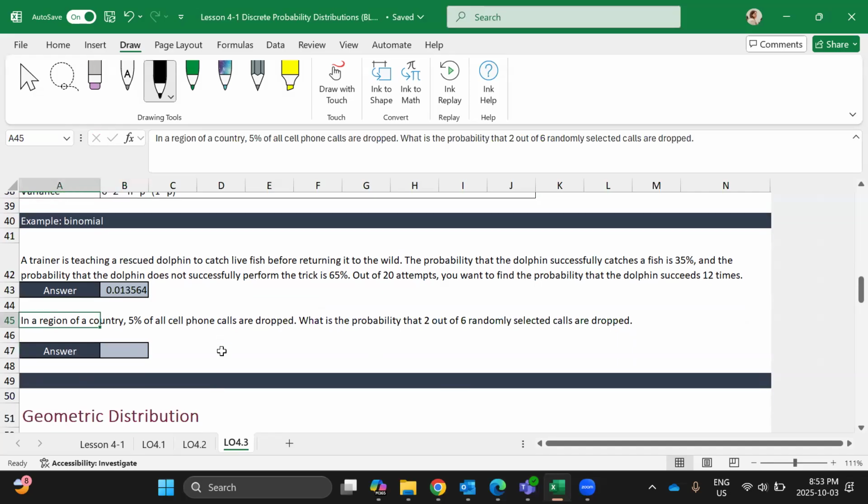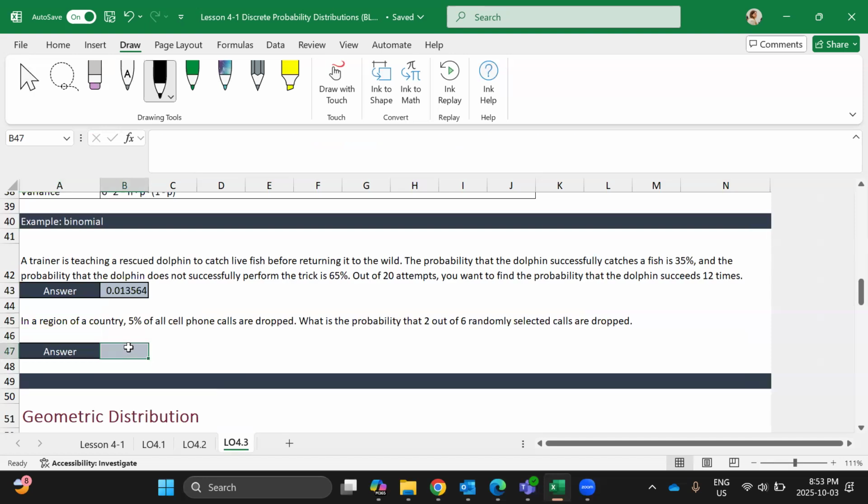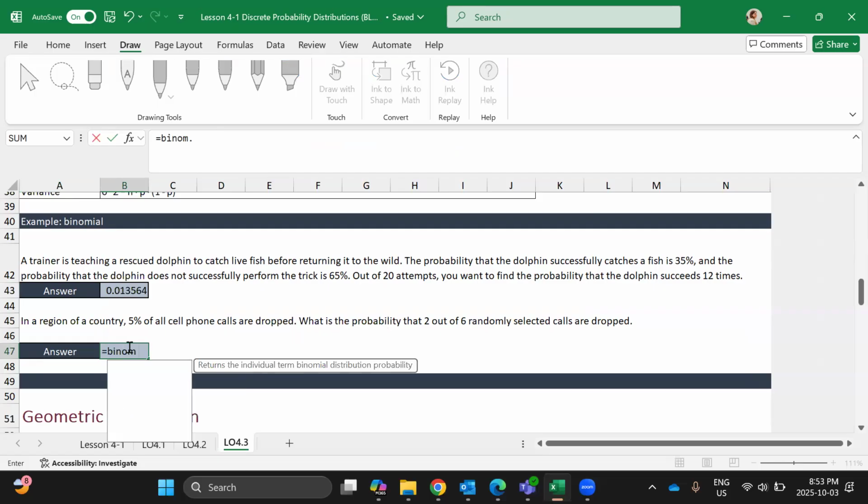Another example, in a region of a country, 5% of all cell phone calls are dropped. What is the probability that 2 out of 6 randomly selected calls are dropped? So again, if I'm using binomial.dist for this one, we have 2 out of 6 calls dropped with the probability of dropping of 5%. You have to write it as a decimal and not as a percent.